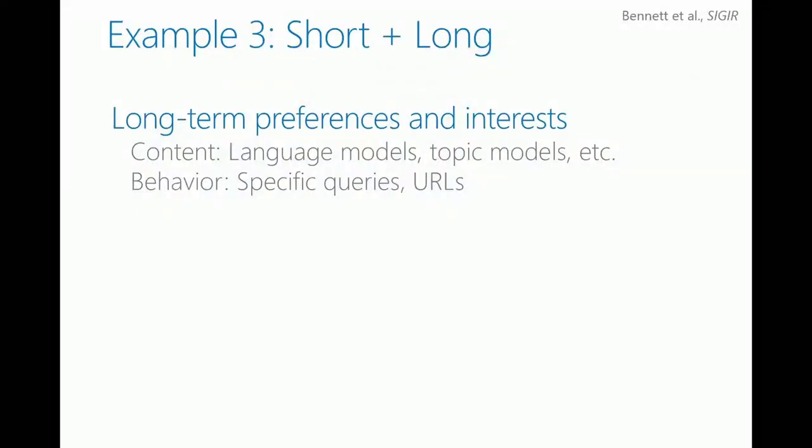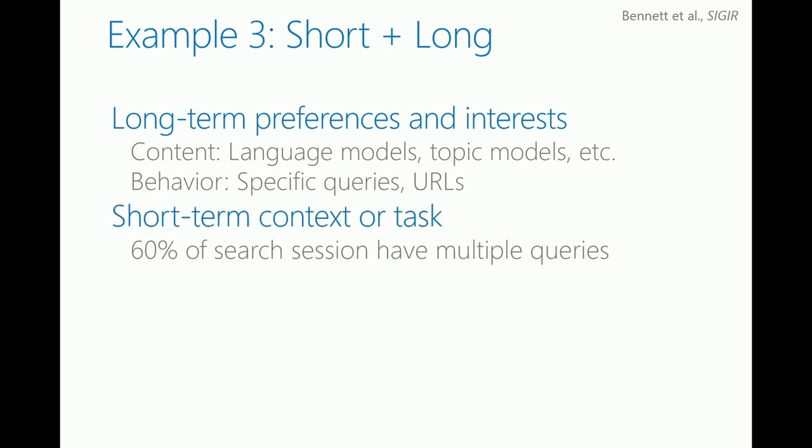I'm going to switch gears again. I'm going to do 2 slides on each of these 5 or 6 different topics, and then we can talk more broadly about some of the similarities and differences. So this work was done by looking not just at long-term histories of interaction, but at what happens when you have acute information needs. What happens during the course of a session? And we looked both at language models and topic models. We also looked, again, at behavior, specific queries, URL clicks.